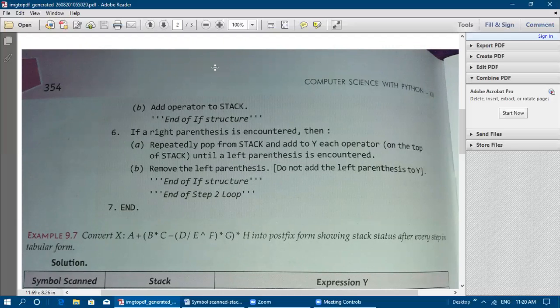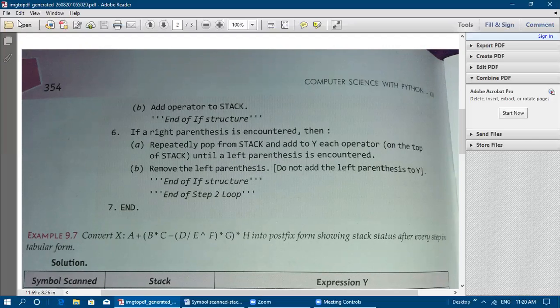Okay. Next, if it is not, then remove the left parenthesis. Don't add the left parenthesis to Y. If you have a left parenthesis in the stack, you just remove it and don't add it to Y. End of if structure, end of step 2 loop, and then end. So these are the steps you need to follow until the stack becomes empty.